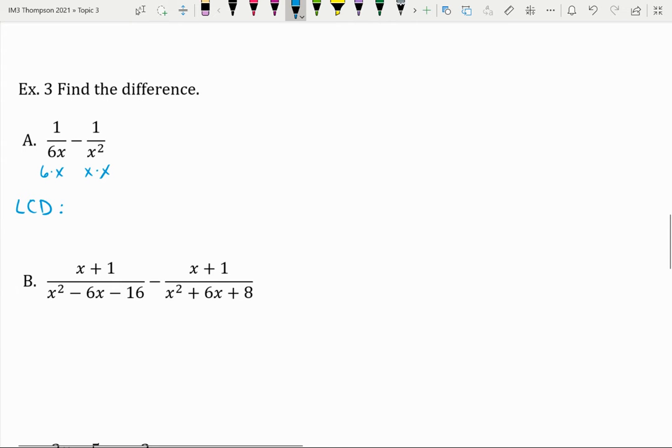So my least common denominator has to have every factor, right? So I have to have a 6. I have to have an x. But this one over here has an x and an x. I've got to have everything in this list. So I'm going to have another x.